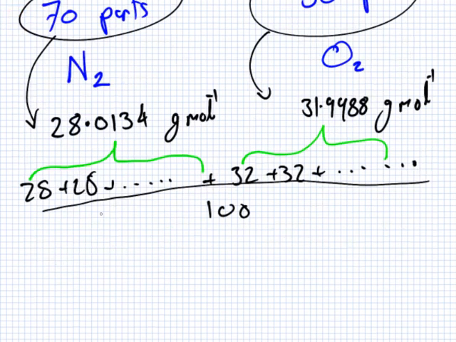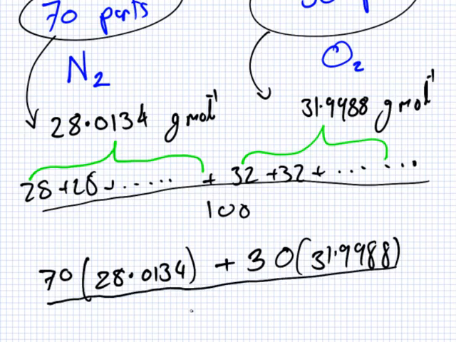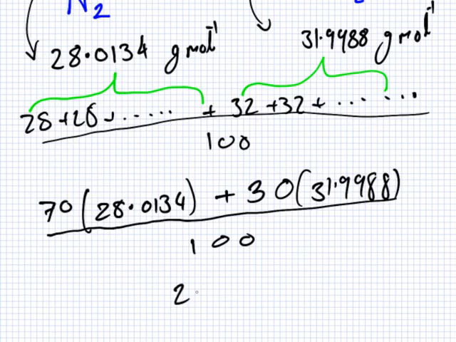So you could say it's 70 times 28.0134 plus 30 times 31.9988 all over 100. What's that, please? 29.209. So we'll just say 29 grams per mole. This is for air.